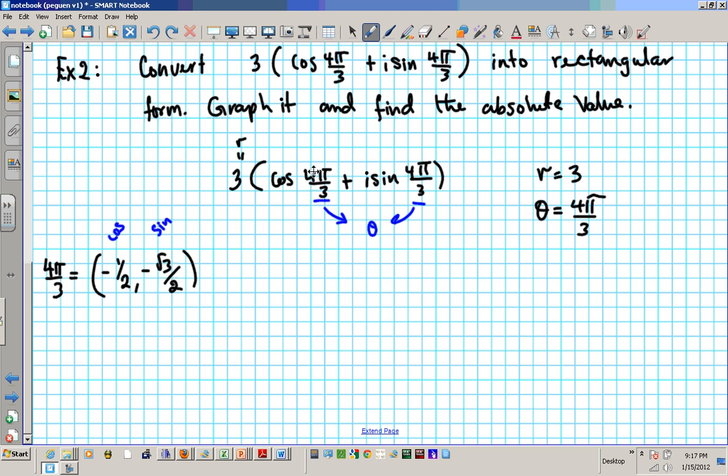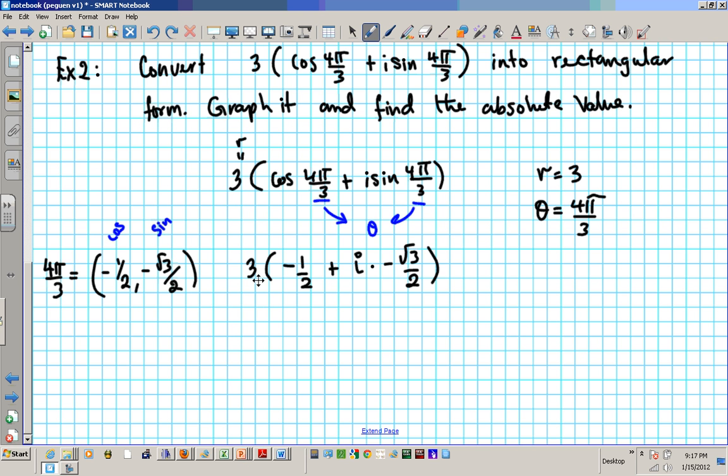So what is cosine 4 pi over 3? Let's see. Bring down this 3. Cosine 4 pi over 3 is the x-coordinate here, which is negative 1/2. Okay? Plus, bring down the i, the imaginary. This i keeps the imaginary and the real separate. Okay? Times, what is sine 4 pi over 3? Negative root 3 over 2.